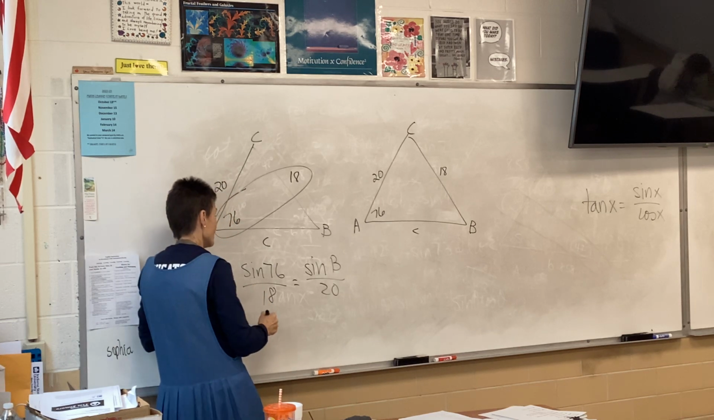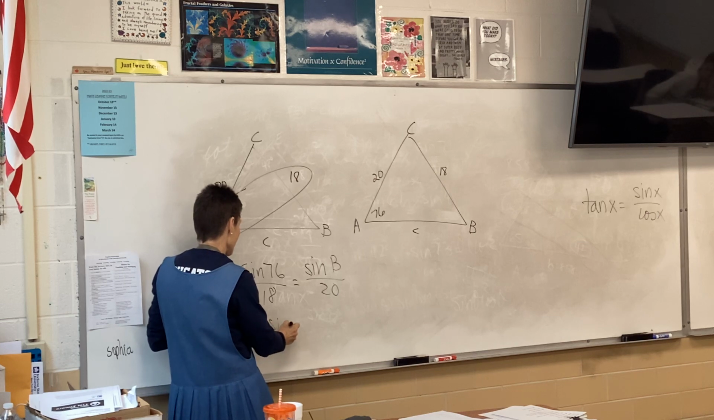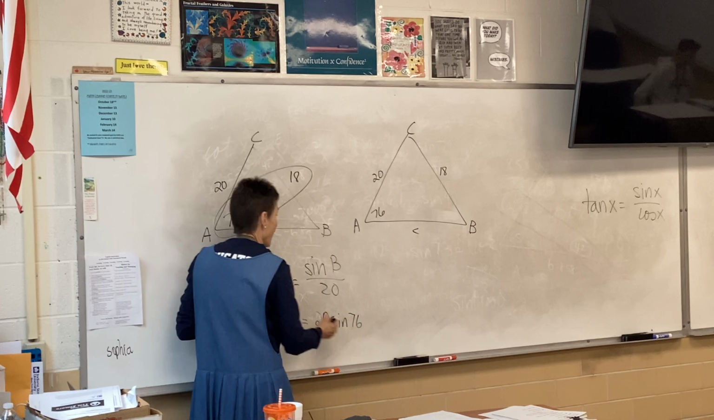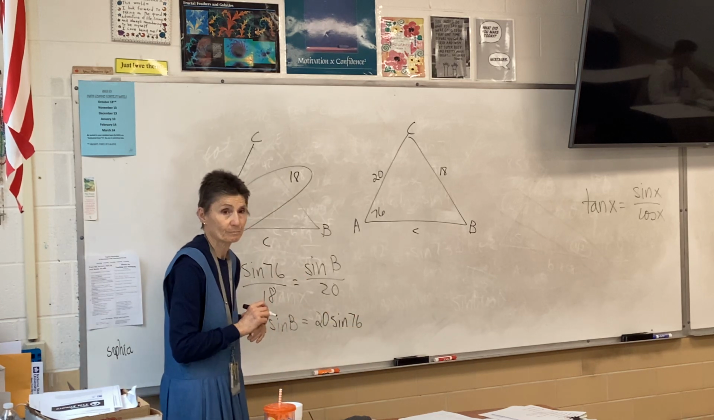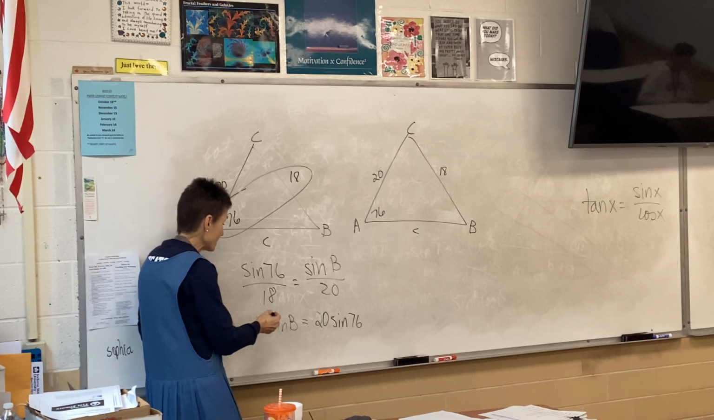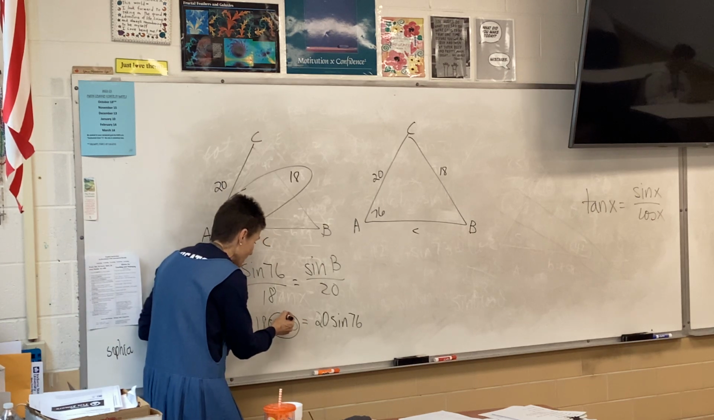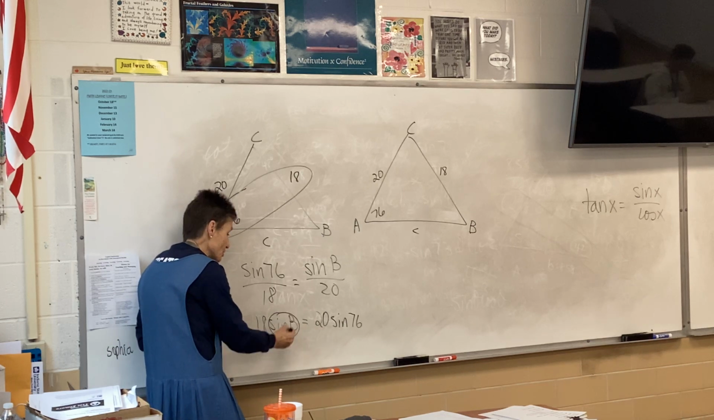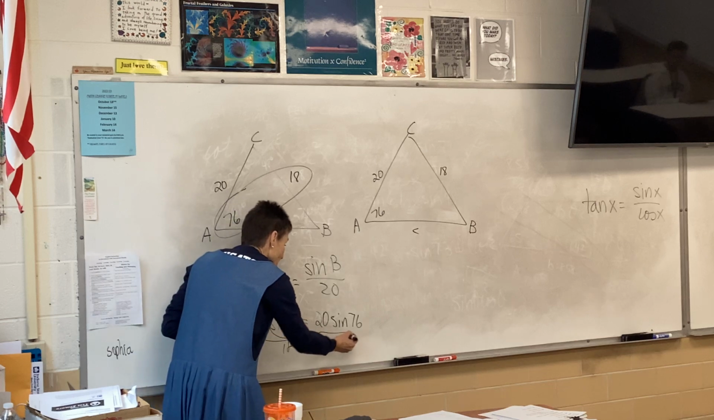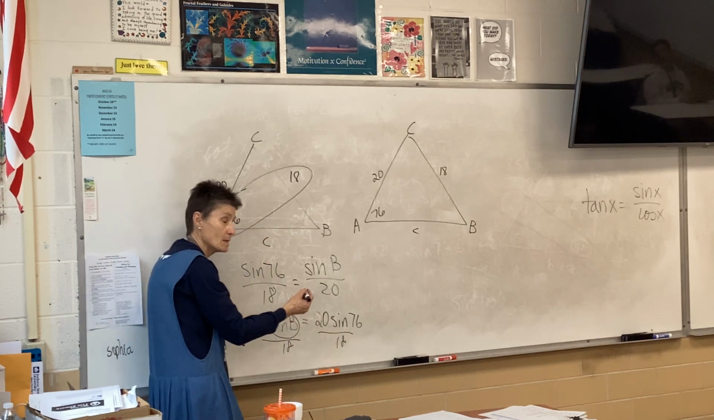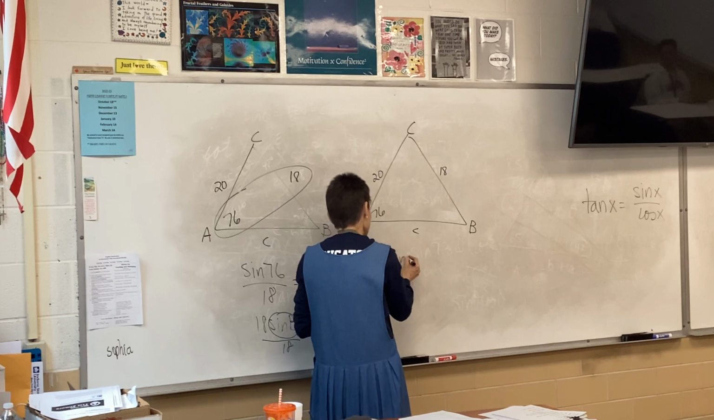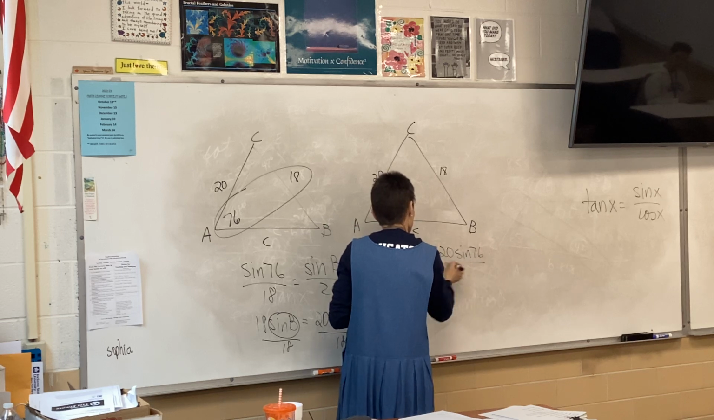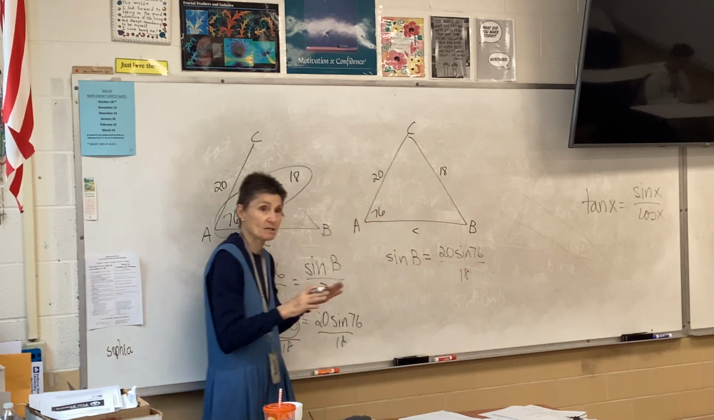Cross multiply. So 18 sine B equals 20 sine 76. I'm just cross multiplying. Now my variable is sine B. This whole thing is my variable, so that's what I'm going to get by itself. That means I'm going to divide by 18. So sine B equals 20 sine 76 over 18. Everybody okay to this point?